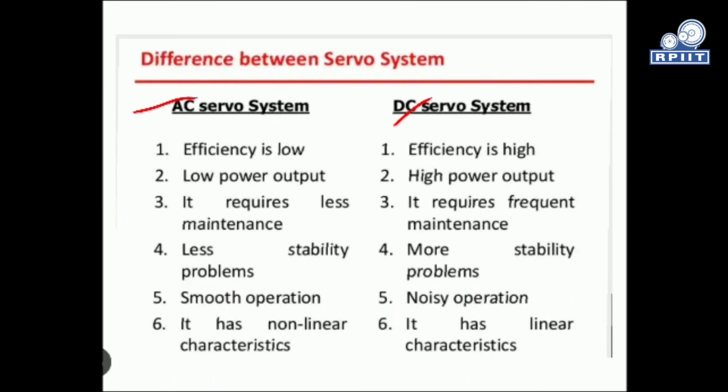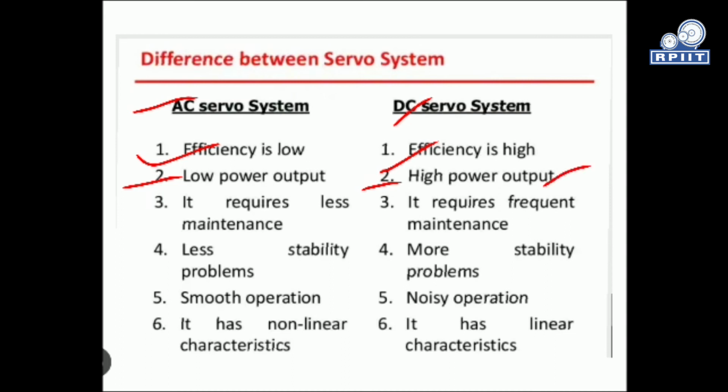The AC servo system has low efficiency and the DC servo system has high efficiency, because in the AC servo system we always utilize passive elements. So there is low power output in the AC servo system and high power in the DC servo system, because losses in the AC servo system are high in comparison to the DC servo system. The fewer the losses, the higher the output power.